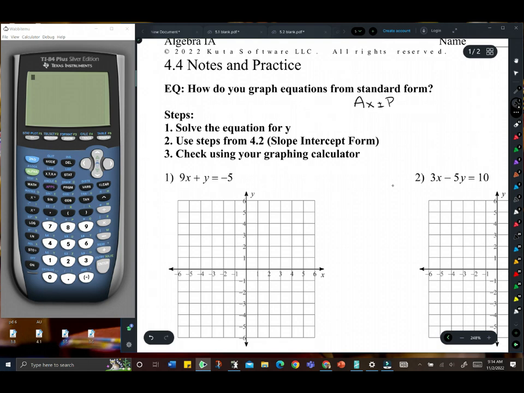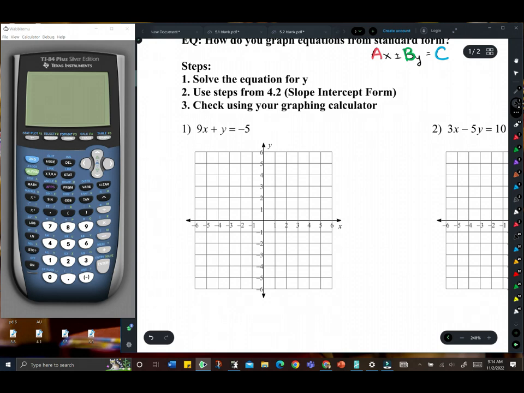Well, standard form is of the form ax plus or minus by equals plus or minus c. A, b, and c are the coefficients. Those are just regular numbers that I have highlighted in red, green, and blue. Basically, the steps to graph these is you're going to want to solve the equation for y, use the steps from 4-2, and then check using your calculator.